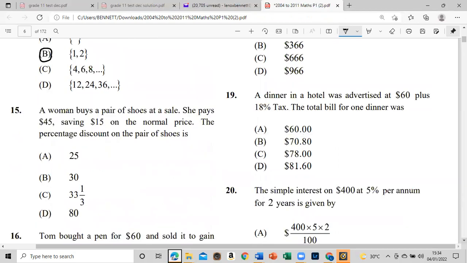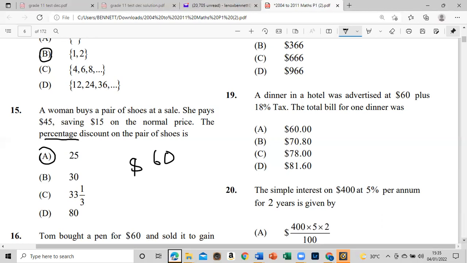A woman buys a pair of shoes at a sale. She pays $45, saving $15 on the normal price. The percentage discount of the pair of shoes is, so the original price was $60. So they take off 25%. Right, so that's how we got the $50. 25% of $60 is $15.